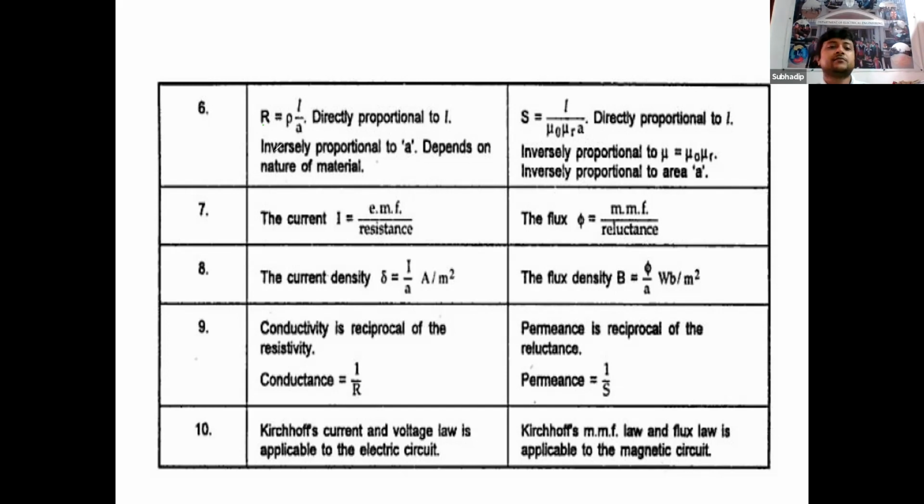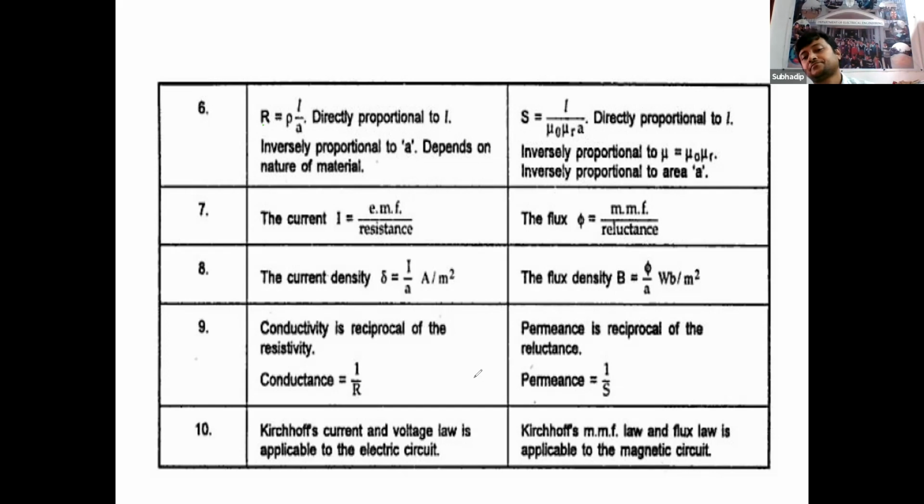Now the current is I equals EMF by resistance. Here the flux is MMF by reluctance. The current density is J equals I by A, ampere per meter square. In the magnetic circuit, it is given by flux density B equals phi by A, Weber per meter square. Now conductivity is the reciprocal of resistivity. That is why conductance equals 1 by R. And what is the unit of conductance? It is mho.